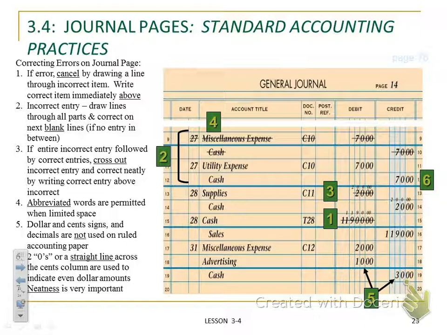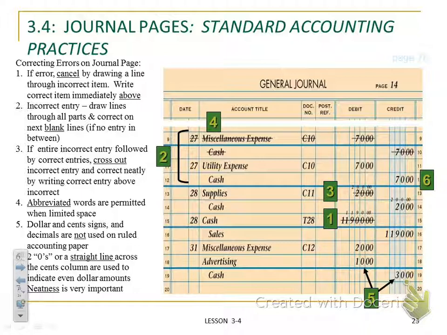The fifth item to keep in mind, dollar and cent signs are not used on the ruled paper that we use in the general journal. So this is ruled paper, meaning that there are lines to distinguish dollar amounts and lines, columns and rows to distinguish the information that should be entered. So we do not use dollar and cent signs. We put the numbers in the ones, tens, hundreds and thousands places.